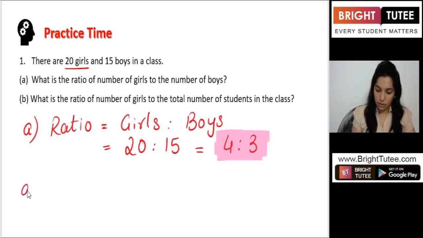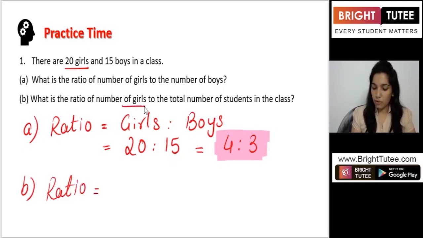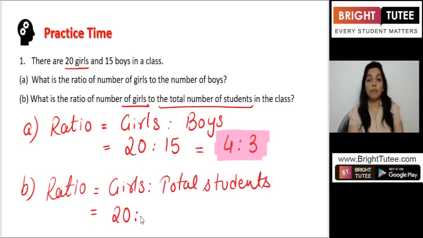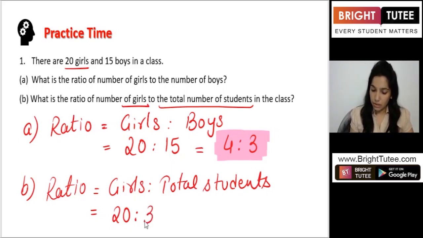Moving to part B. Part B asks to find the ratio of the number of girls to the total number of students. So how do you find the total students? You know the number of girls is 20 and the number of boys is 15. If we add them together, we'll get the total number of students. 20 added to 15 is 35. So 20:35 is the answer.